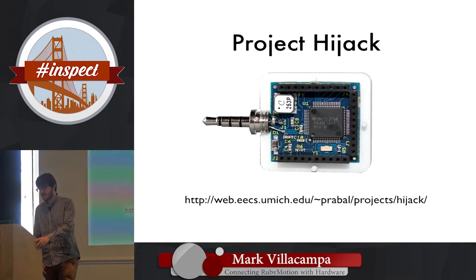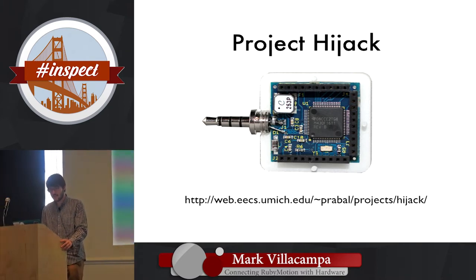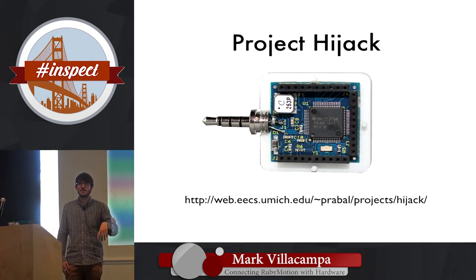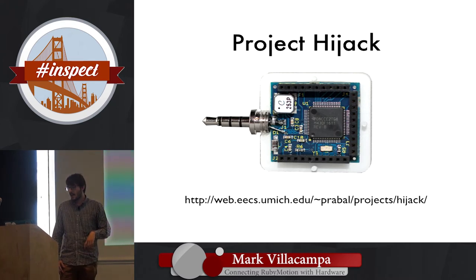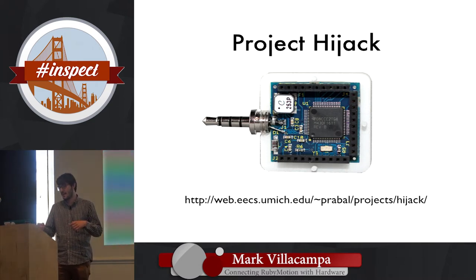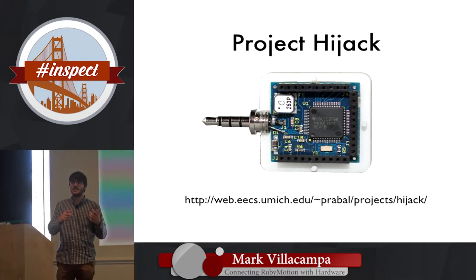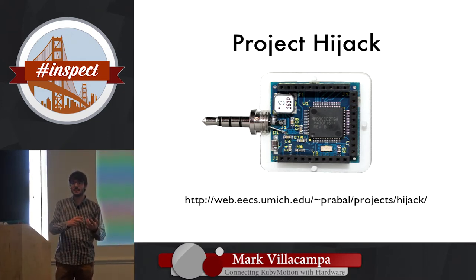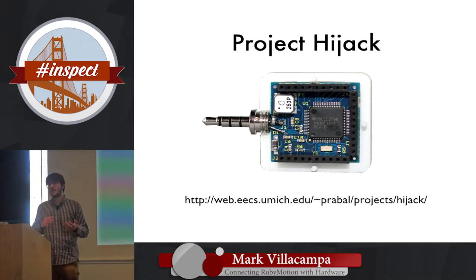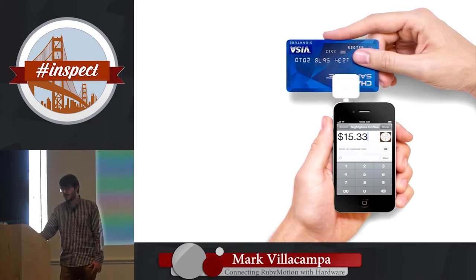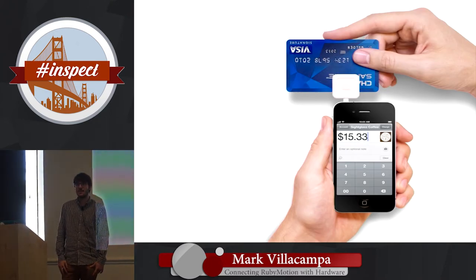So the first one is this project, which is by the University of Michigan. This little thing connects to the jack in your iPhone, and it actually uses a low-level protocol using the microphone and the audio system. So you can transmit messages, you can modulate and demodulate messages between this board and your iPhone. This is actually what a startup called Square uses for their card reader.